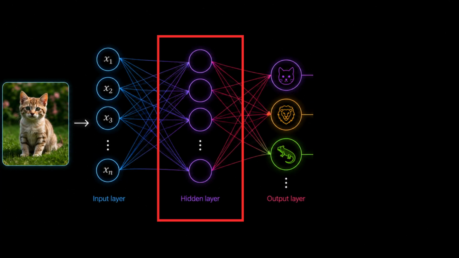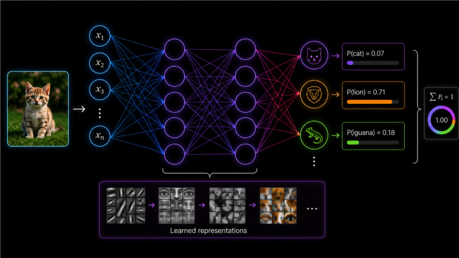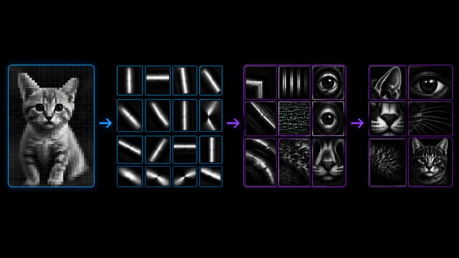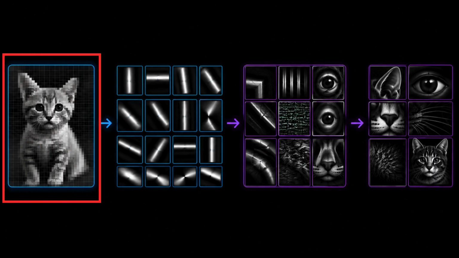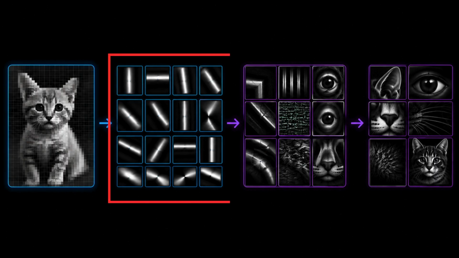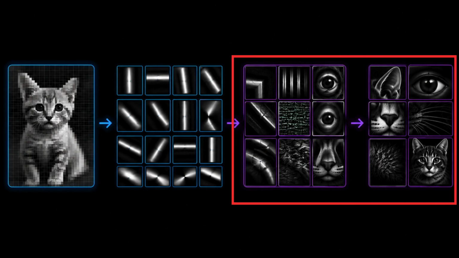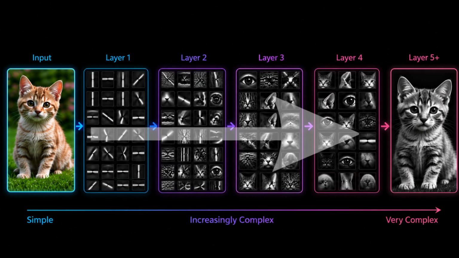But the real power comes when we add another layer. This creates a hidden layer. Now the network can start learning representations of the data. In an image, the first layer sees pixels and can learn simple patterns such as edges. The next layer can use those patterns to build more complex features. And as we go deeper, the network can understand increasingly complex information.